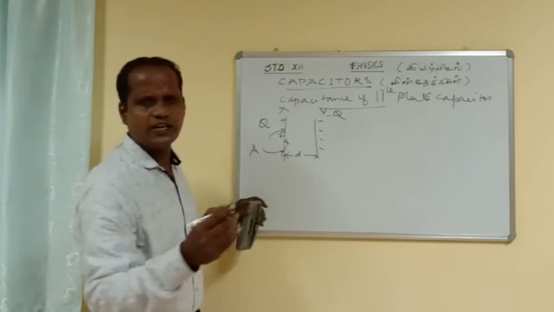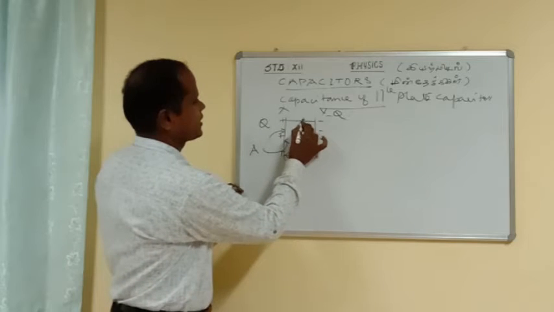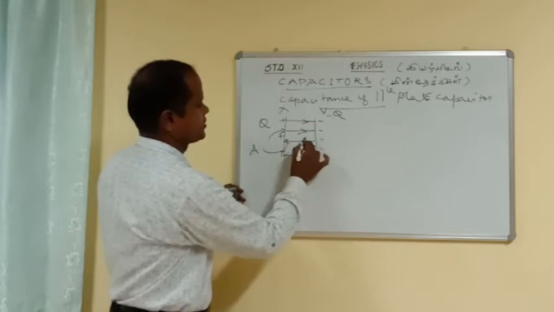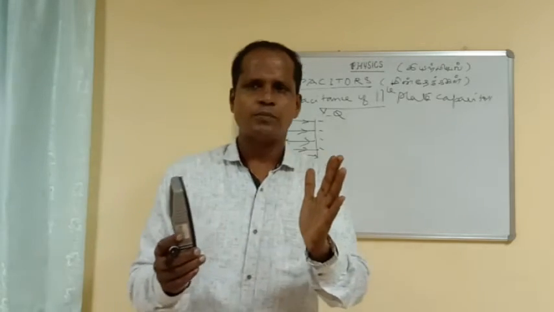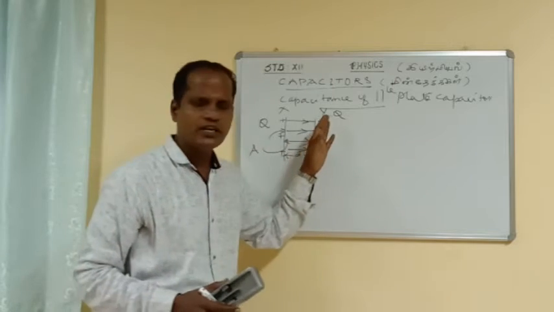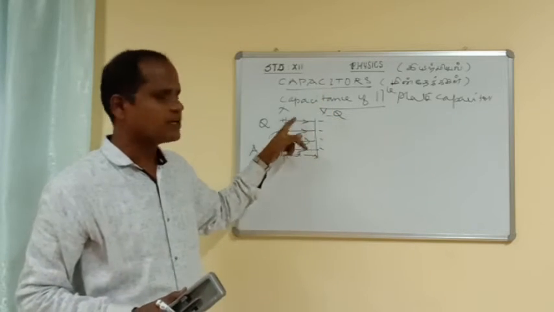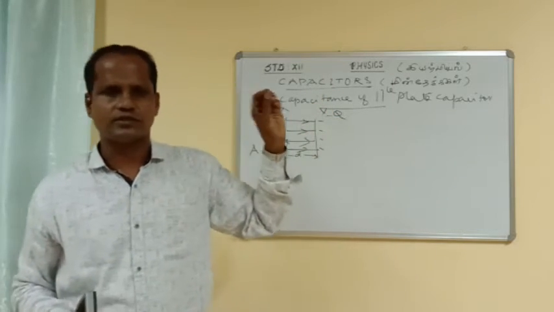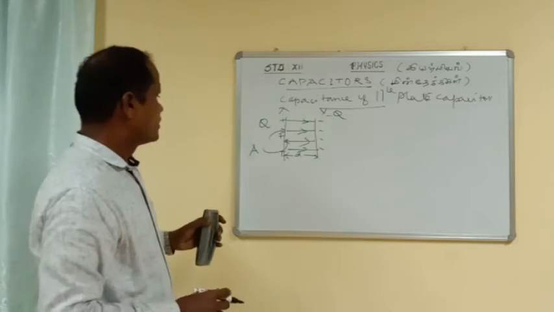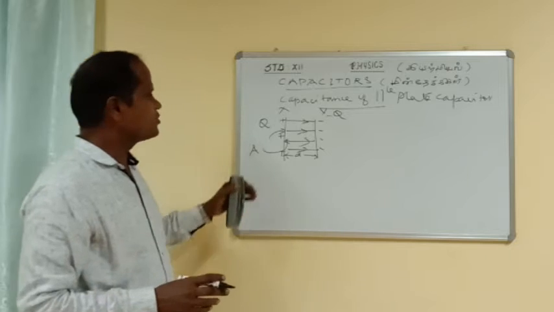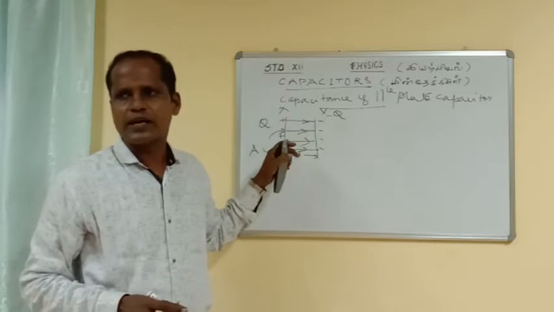So here the electric field will be acting like this. It will be a uniform field, because these plates are very near, so the field in this gap will be uniform. Here the medium taken into account is air. So we are taking air medium. Now the purpose is to find out the capacitance of this parallel plate capacitor.